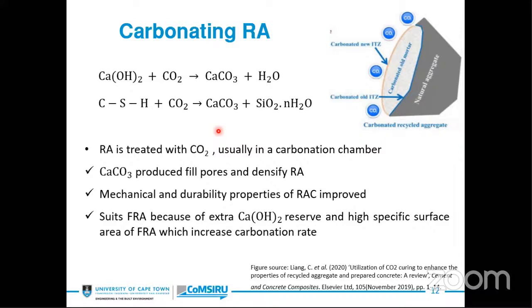This method is suitable for fine recycled aggregates because of the extra calcium hydroxide reserve due to the high ACP. And also the high specific surface area of fine recycled aggregates can increase carbonation rate and therefore produce more calcium carbonate, which will further densify the recycled aggregate. But on the downside, this process may not be economical considering industrial application. This is because of the use of a carbonation chamber to induce carbon dioxide. Otherwise, if we depend on atmospheric CO2, the process may actually take a long time, which may not be in our best interest.